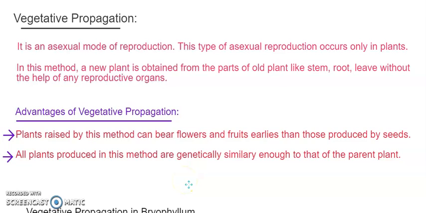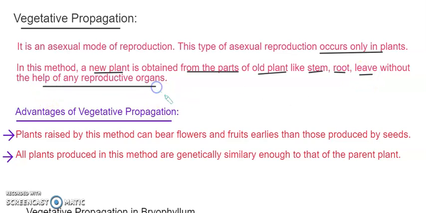Hello everyone, in this video we'll be talking about vegetative propagation, the asexual mode of reproduction in plants. This type of asexual reproduction occurs only in plants, and in this method a new plant is obtained from parts of the old plant. It can be a stem, root, or leaves, without the help of a reproductive organ.